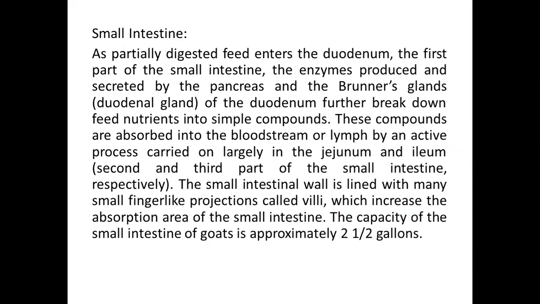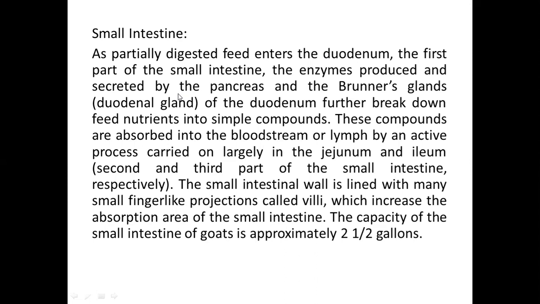The next thing is the small intestine. Okay. So in the rumen, the feed materials will be partly digested, and this partly digested feed will enter the small intestine, and the first portion of the small intestine is the duodenum.